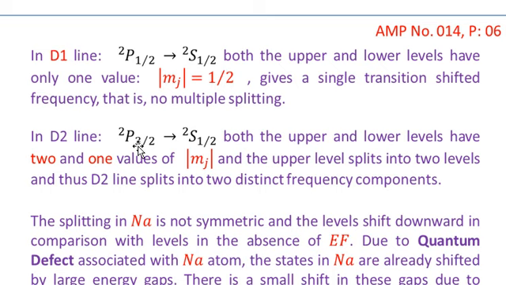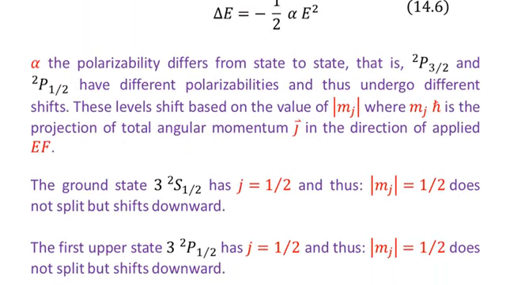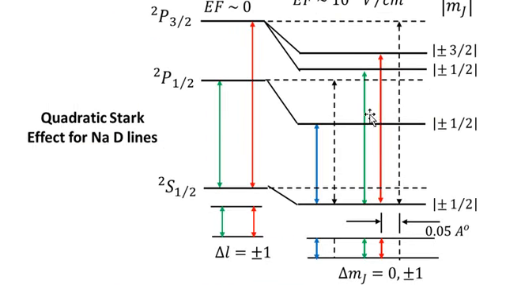Since in this transition the P3/2 level has two levels and the S1/2 level is a single level under the application of electric field, the transition from the two upper levels corresponding to P3/2 to the one level in the ground state will give you two distinct frequencies, two components corresponding to the D2 line. And you can see those two lines represented by the red line and the green line in these two transitions.